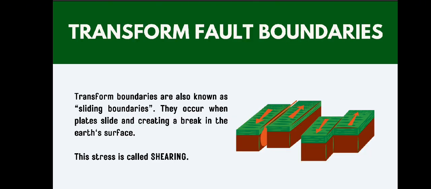Transform fault boundary. Transform fault boundaries are also known as sliding boundaries. They occur when plates slide past each other, creating a break in the Earth's surface. This is called shearing or shearing force. So the transform fault boundaries are more like parang nagkakaskasan sila or parang nagkakaroon sila ng friction due to its sliding movement, and that will produce the stress called shearing.